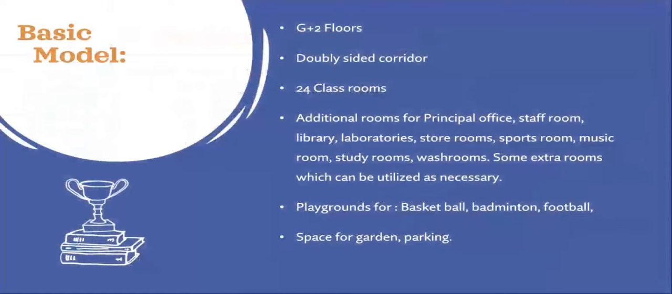These are some of the basic features of our model. We opted for G plus 2 floors, doubly sided corridor. We had 24 classrooms in total. We had additional rooms for principal office, staff room, library, laboratories, that is physics, chemistry, biology, and computer science labs. We had storerooms, sports room, music rooms, study rooms, and washrooms. We also had some extra rooms which can be utilized as necessary.